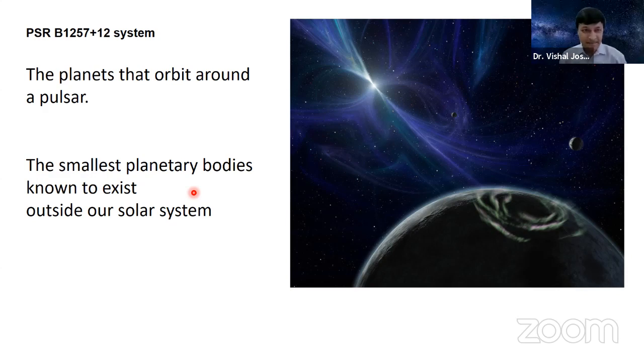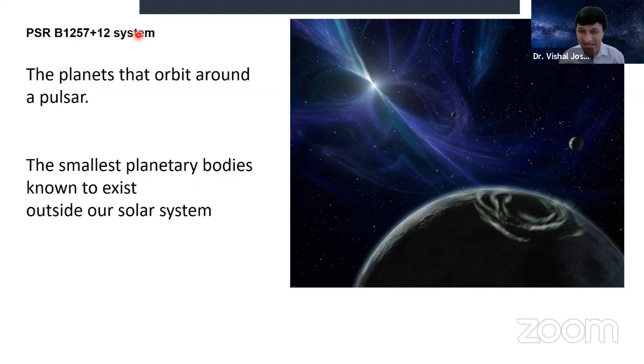Another interesting example is this PSR, this number system. I will not read it. This planet, the planet you can see here, is orbiting not around an ordinary star, but around the remnant of a dead massive star. This is called a neutron star, or rather a special neutron star called a pulsar.